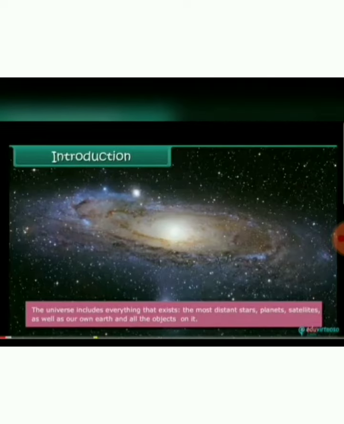On a clear night, you will be able to see numerous stars twinkling in the sky. The vast surrounding space is called the universe. So what is the universe? The surrounding space in the sky where you can see the numerous twinkling stars is known as the universe. The universe includes everything that exists: the most distant stars, planets, satellites, as well as our own Earth and all the objects on it.